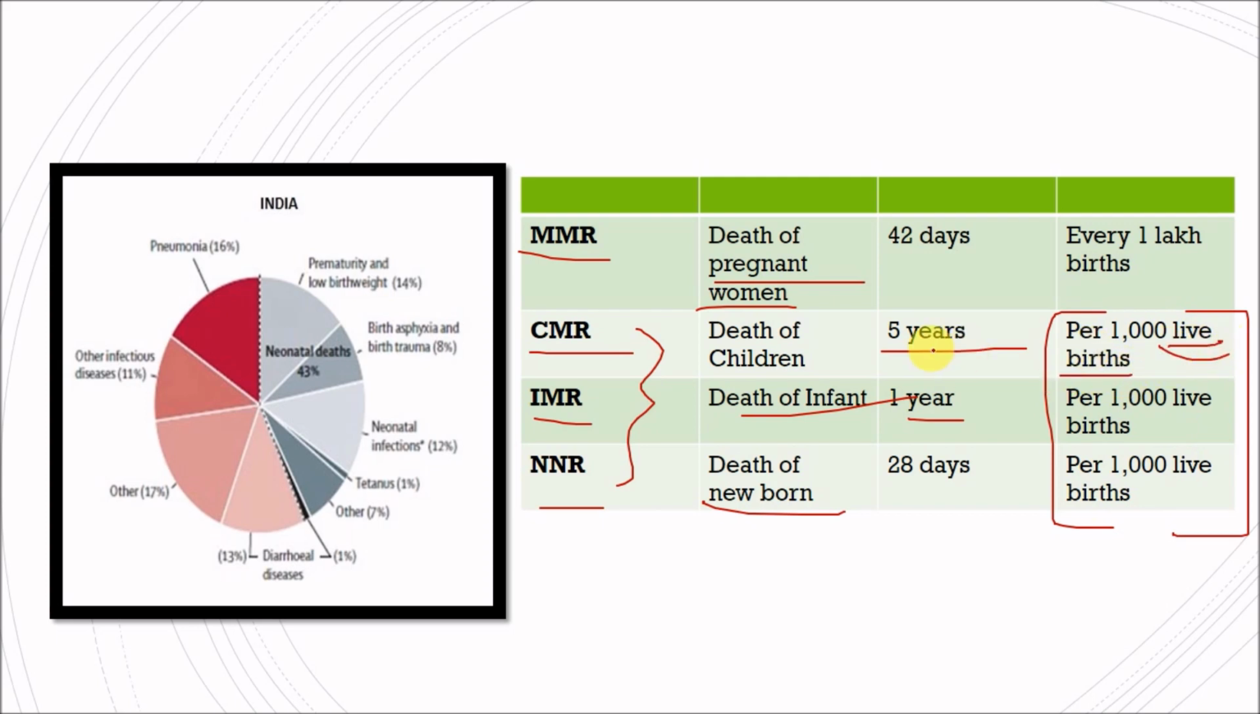Not all births, because some children are born still; while they are born, they are not alive. We are taking into account only the live births. Similarly, MMR is calculated per 1 lakh of the population.